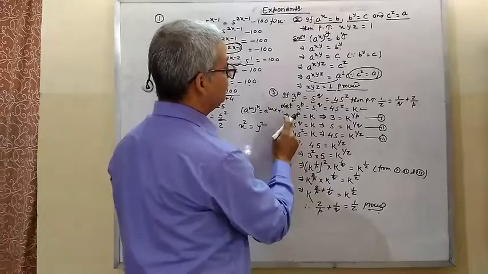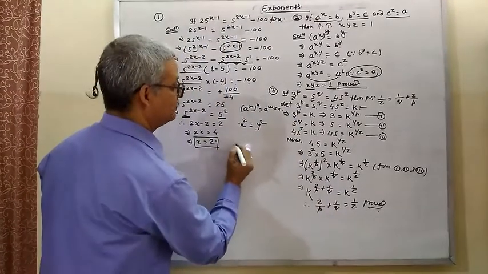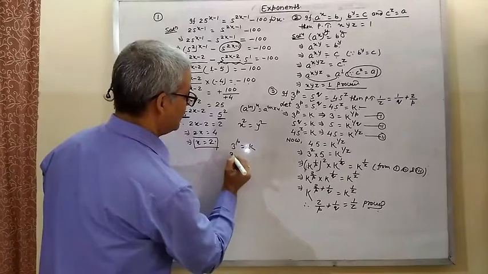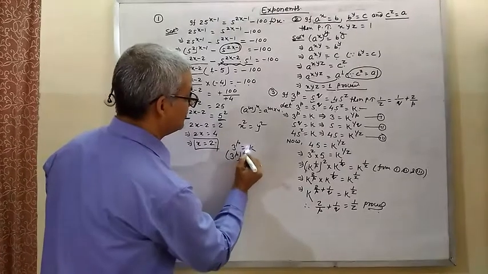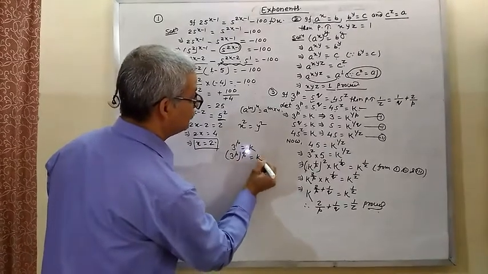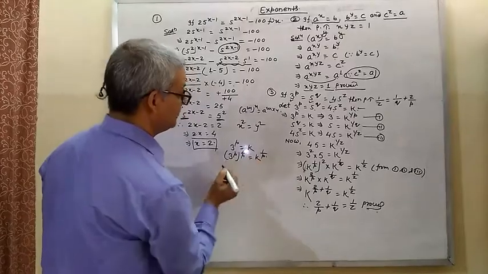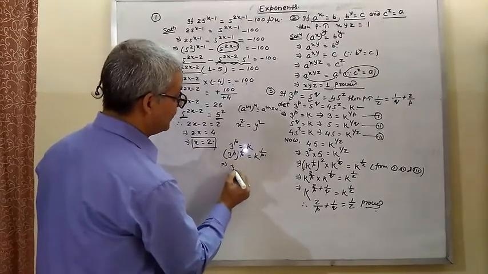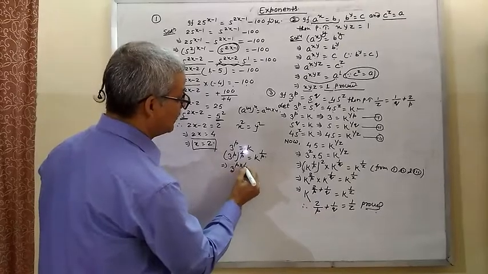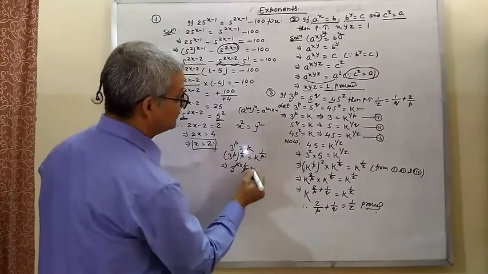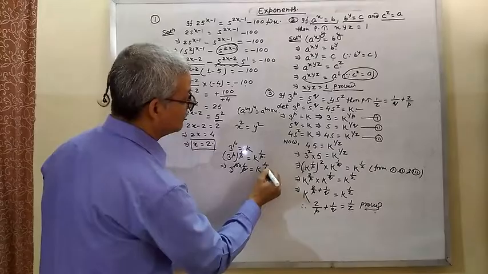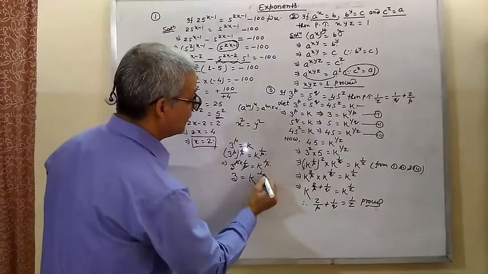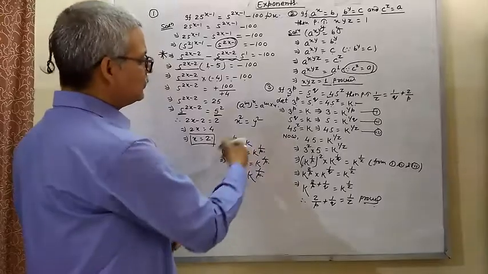If you make it pth root on both sides, here you see 3 to the power p is equal to k. Now I raise both sides to the power 1 by p, so 3 to the power p, to the power 1 by p, is equal to k to the power 1 by p. Now a to the power m to the power n is equal to a to the power m into n. So p and p cancel, and 3 is equal to k to the power 1 by p.